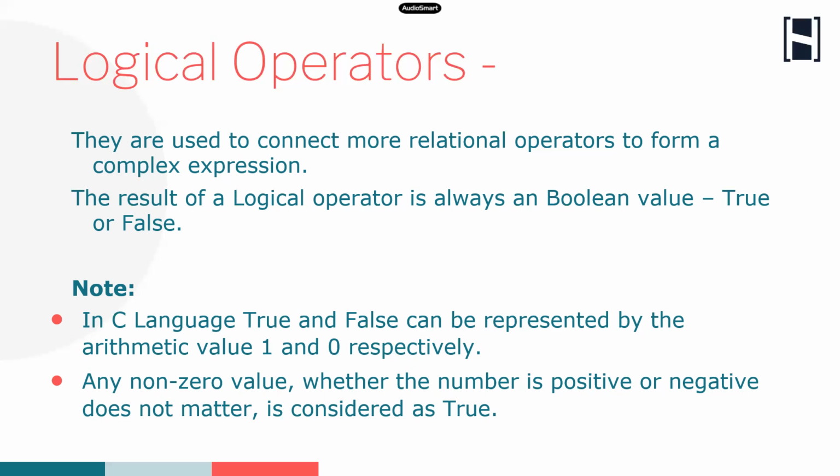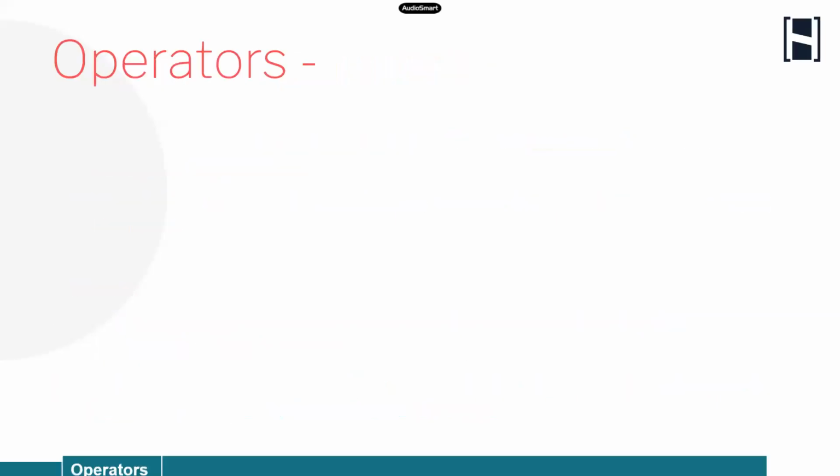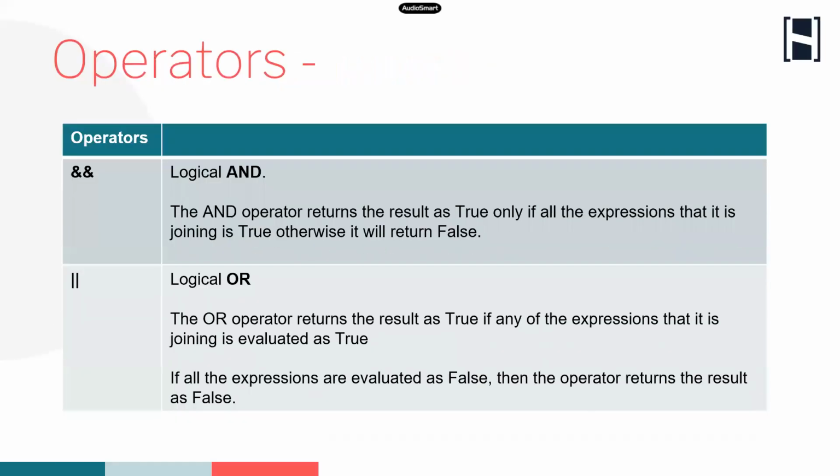So remember these two points for solving our expressions. Now, in C language, we have three logical operators available for us. The first logical operator is our AND operator. So logical AND is represented by the double ampersand symbol. We use the ampersand symbol twice continuously, with no space in between.